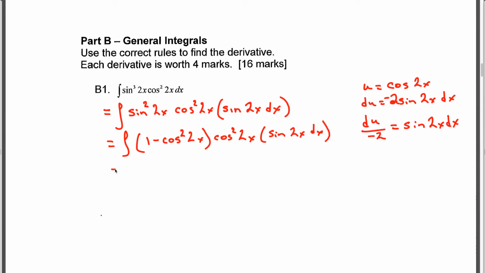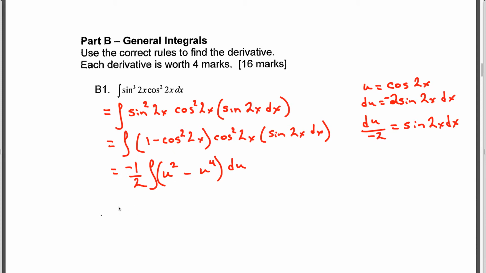And we go ahead and make this substitution. I'm also going to multiply in one step here to save space. So we get minus 1/2, and that's from du over minus 2. Integral of the u, or cosine squared, is going to come in, so this is going to be u squared minus u to the 4, and everything else left over here is du.